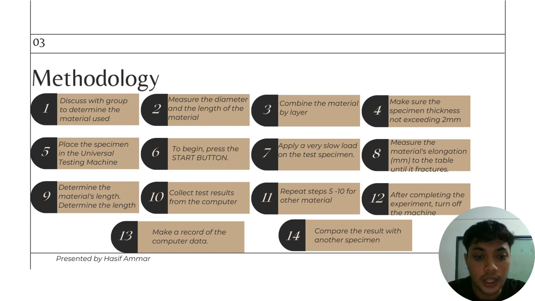Twelve, after completing the experiment, turn off the machine. Thirteen, make a record of the computer data. And fourteen, compare the result with the other specimens.